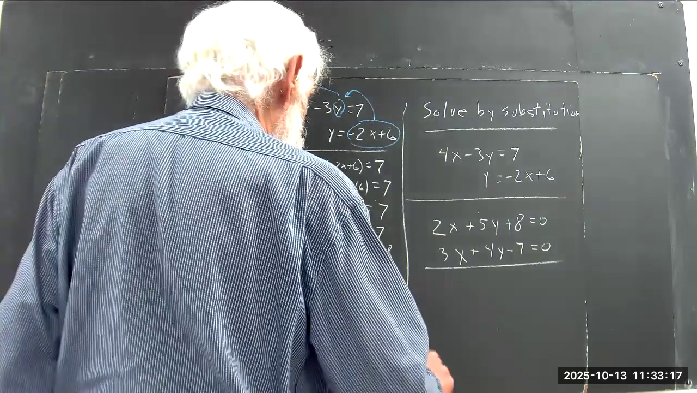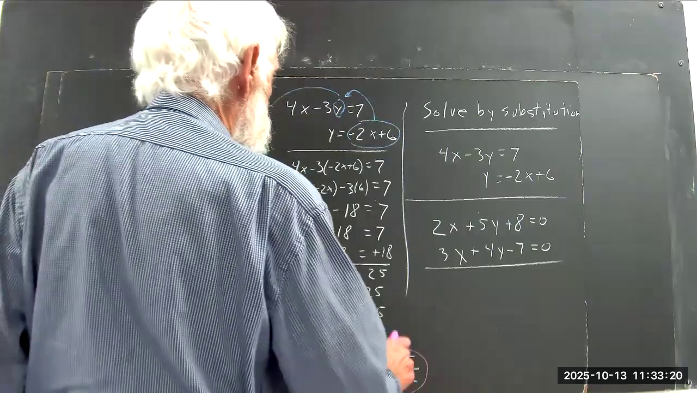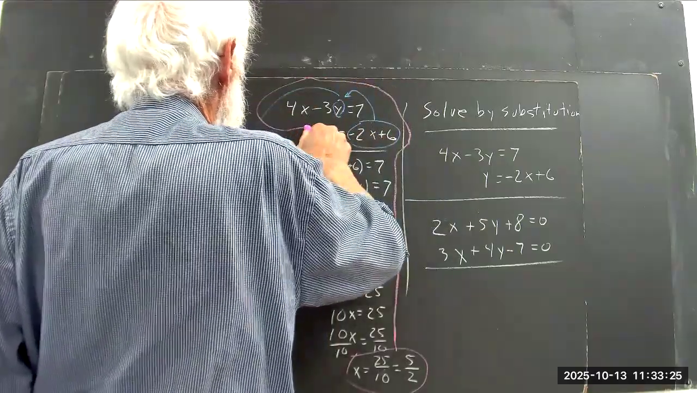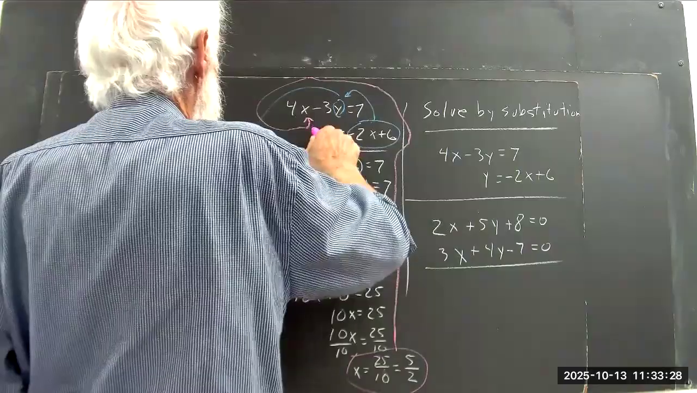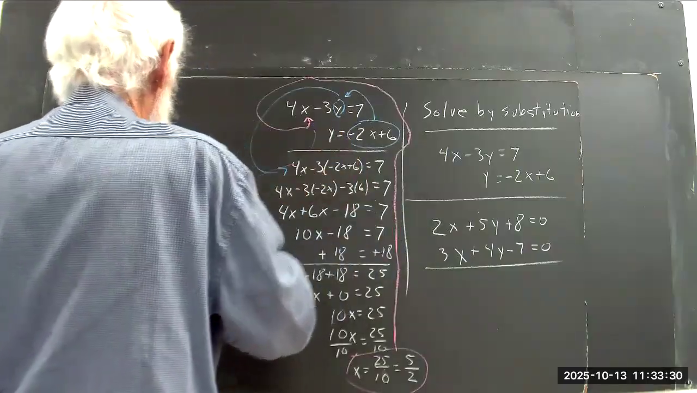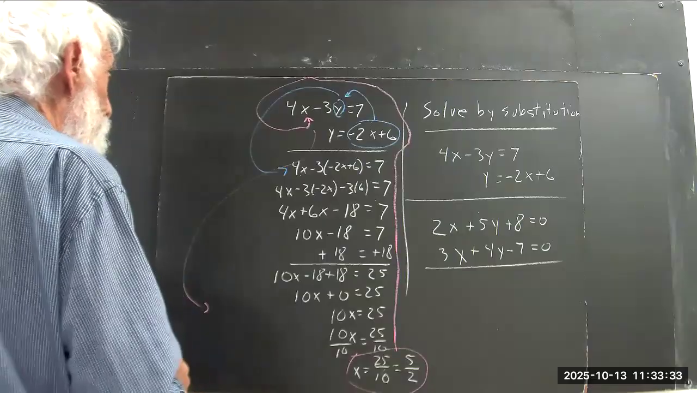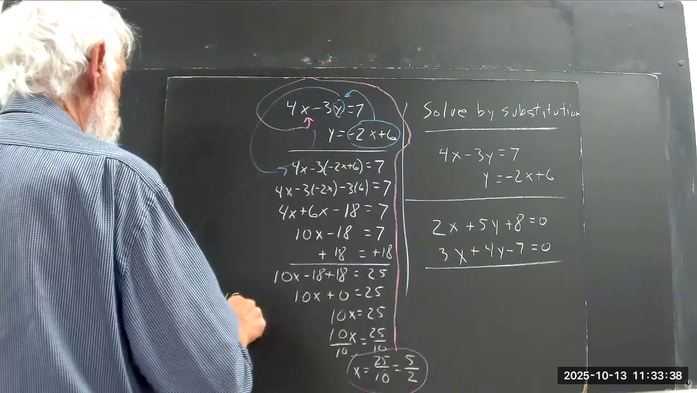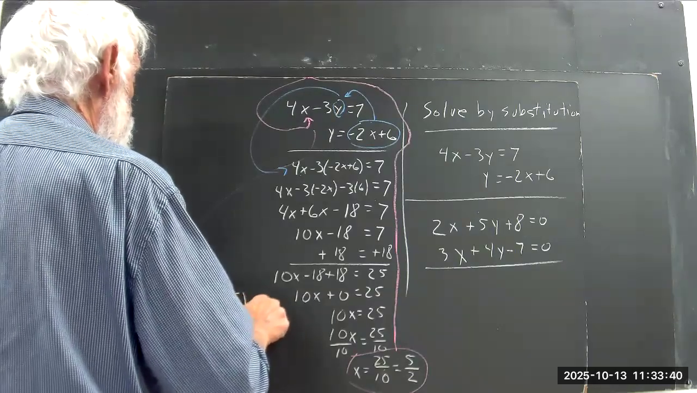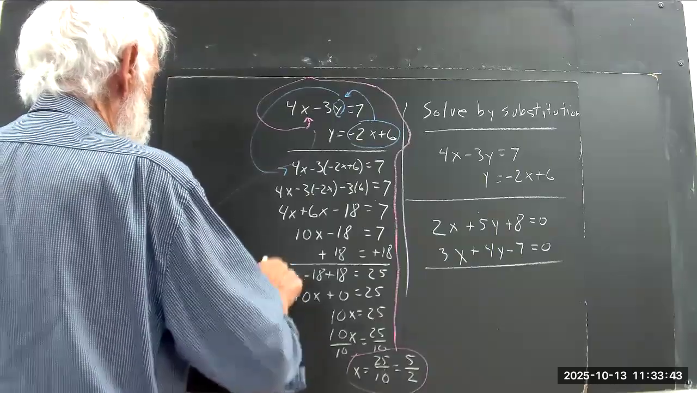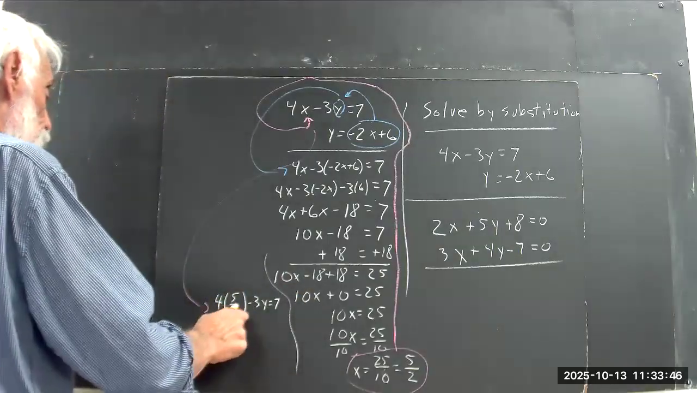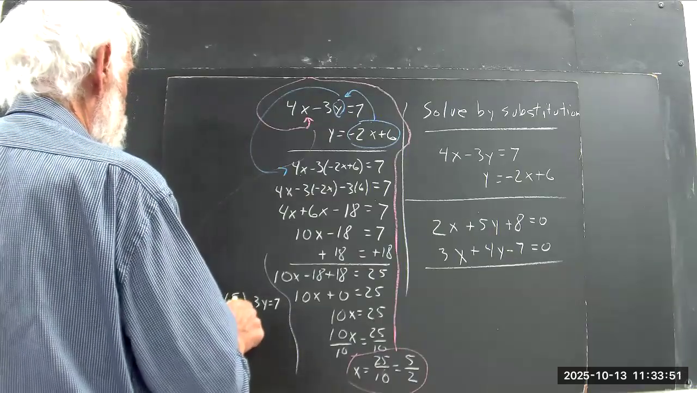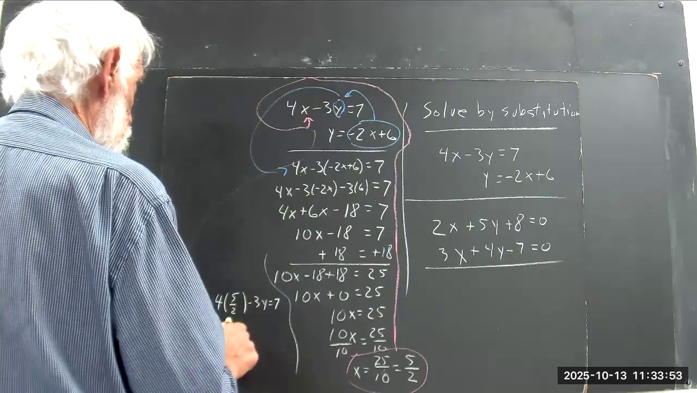Okay, so we've got x equals 5 halves. And we'll come up here and plug it in for x. And that's going to give us the equation: four times 5 halves minus 3y equals 7. 4 times 5 halves is 20 halves.